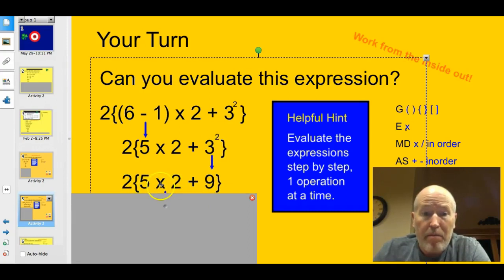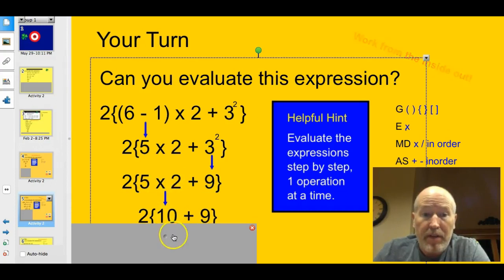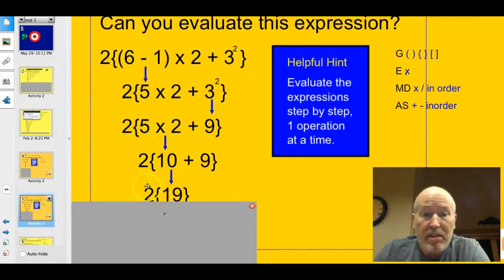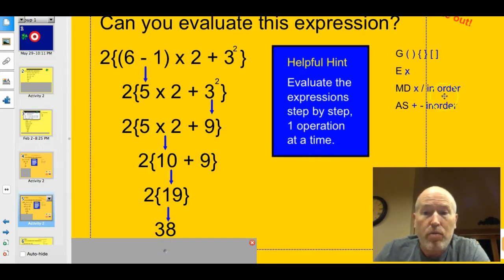Now you've got multiplication and addition. You have to do the multiplication. 5 times 2 is 10. You're still within those brackets. You have to add the 10 plus 9. You got the 19. Now you can go to the outside brackets where you have to multiply everything by 2. You got 38. Nice work.